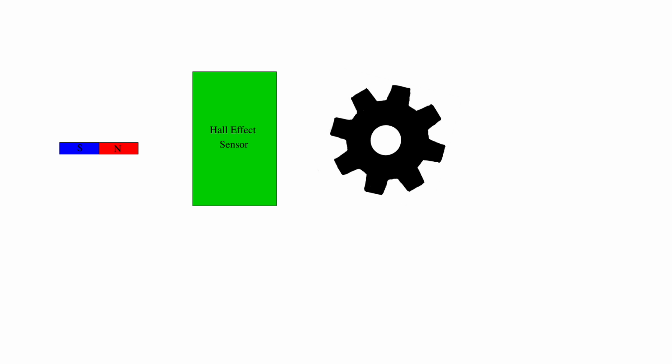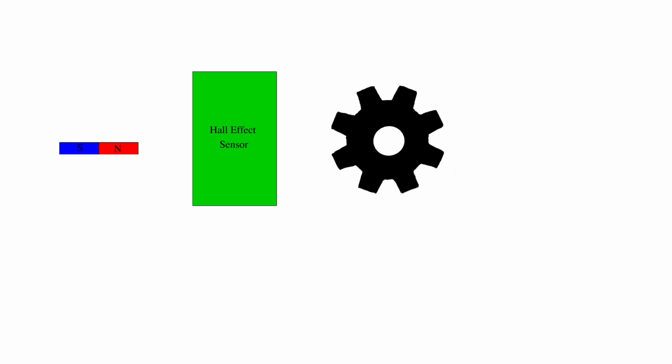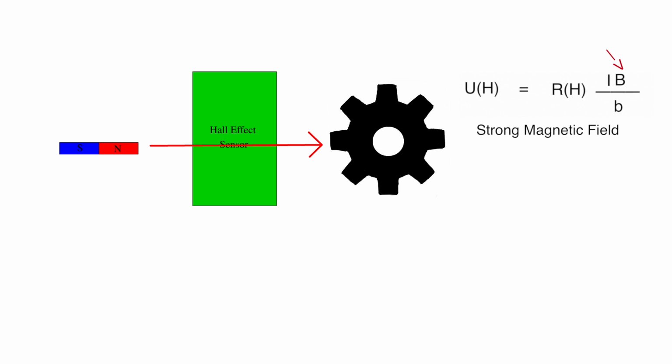As the wheel is rotating, if one of the small metal strips, the teeth, is facing the sensor, the magnet will magnetize the metal strip, and the magnetic field at the center of this sensor will become very strong. Using the formula, we know that the strong magnetic field would result in a high voltage.